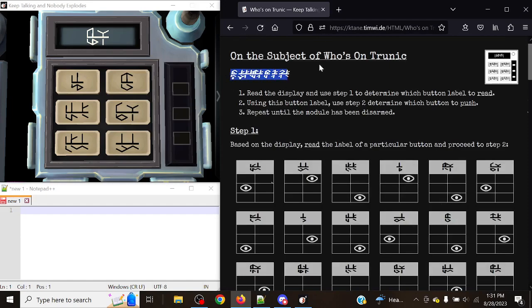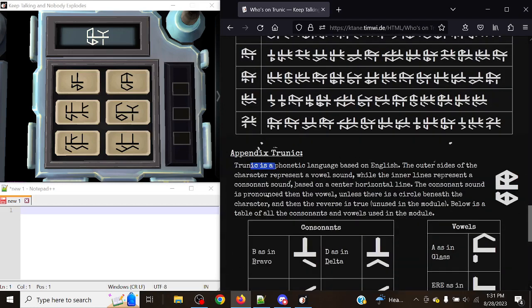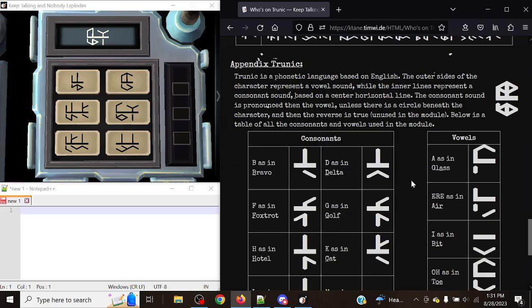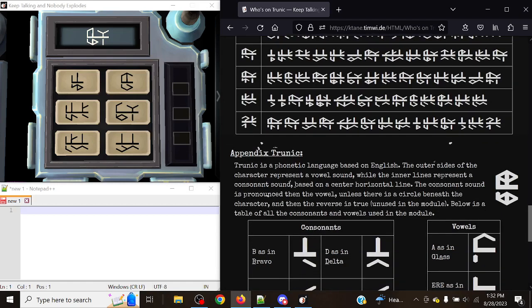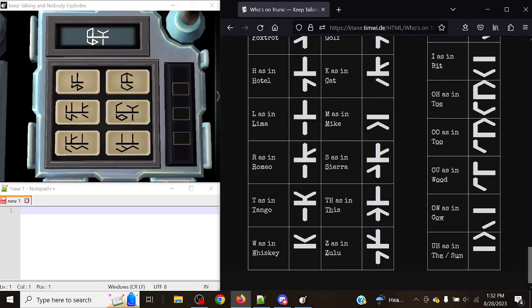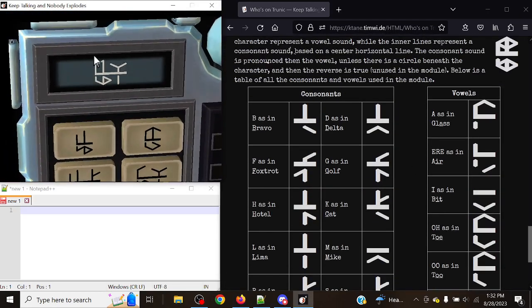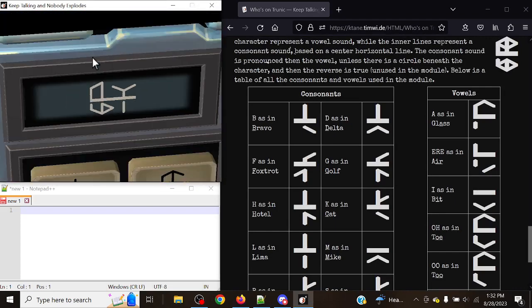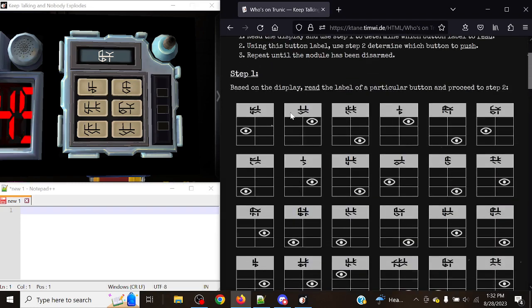So in this case, we've got a bunch of stuff that's happening here. Called Who's on Trunic for a reason. You can go down to the bottom here, and it gives an explanation of what Trunic is. It is a phonetic language based on English. The outer sides of the characters represent a vowel sound, while the inner lines represent a consonant sound. You can read into this if you want to, and figure out how to describe this. But for right now, I don't really care about explaining this. It gives you all of these definitions, but you're going to find yourself better off describing how this stuff looks, and that's just my opinion on it. So it's just a pain in describing stuff. But let's get right into this.